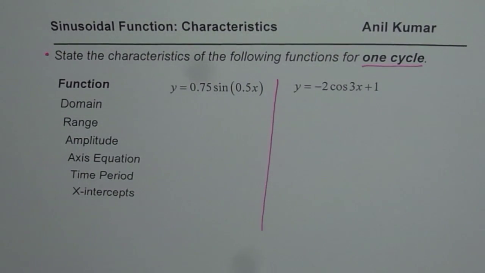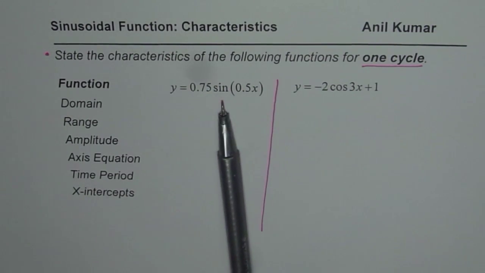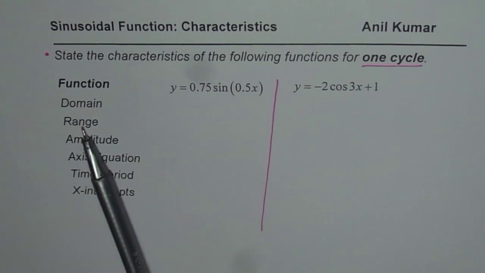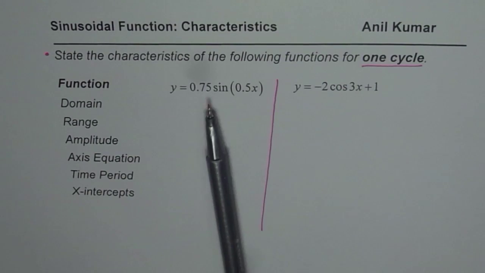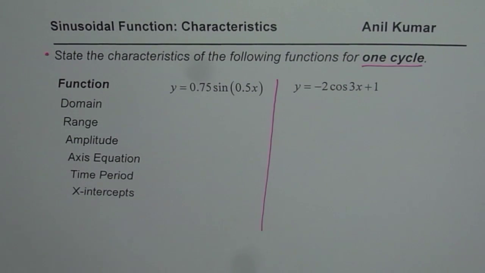Okay. So let's begin. So the first one is we need to write domain, not of the whole function, just one cycle. Range for one cycle. Amplitude, axis, time period, and x-intercepts. How are you going to do it?